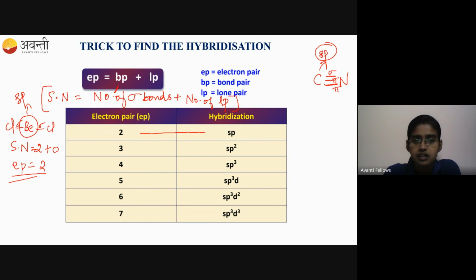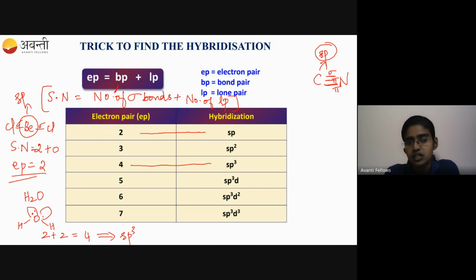Got it? Now one more example, you can take H2O itself. Oxygen has 2 lone pairs and 2 bond pairs. The number of sigma bonds, or number of bond pairs, you can keep. So 2 bond pairs and 2 lone pairs, and the electron pair number is 4. If the steric number or electron pair is equal to 4, then the hybridization is sp3. So the hybridization of this oxygen is sp3.